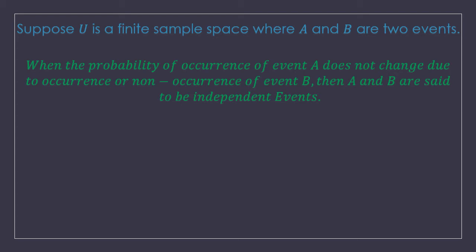Happening or not happening of B does not change the course of action of A. Then A and B are said to be independent events. In other words, A and B have no dependence on each other. They don't care about each other. They are not affected by each other. So we can call them independent events.